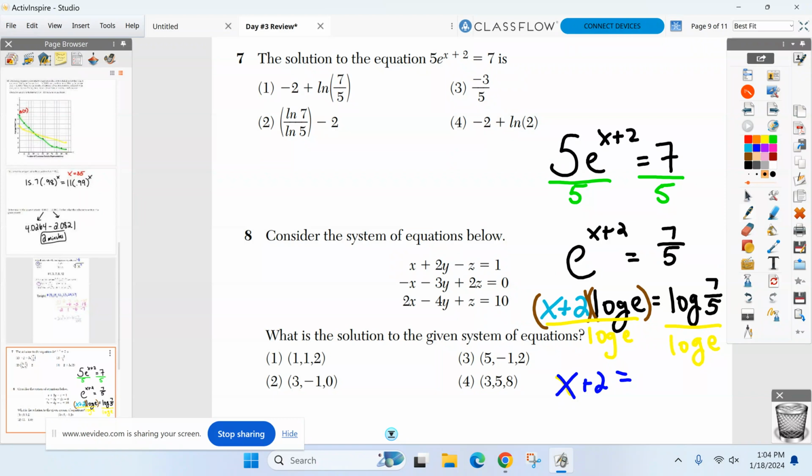What do you got, Paige? I'm confused. I got a long decimal when I figured it out. I didn't get that number one, which matches that long decimal. Your answer to this should match when you type that in. So whatever decimal you got, when you do log of 7/5 divided by log e, subtract 2, you're going to get a nice long decimal in your calculator. And then if you type in choice 1, hopefully you get the same decimal out.